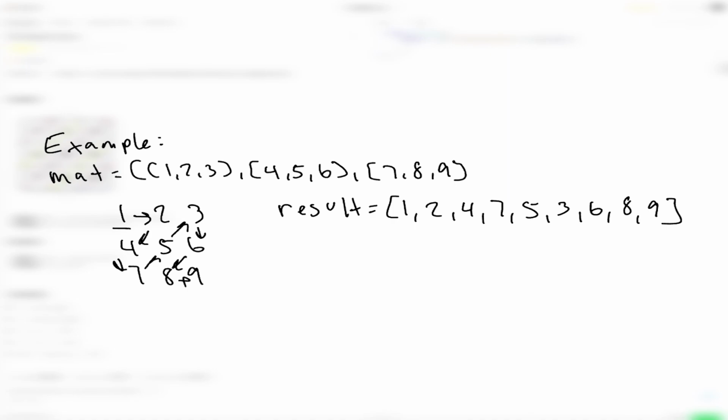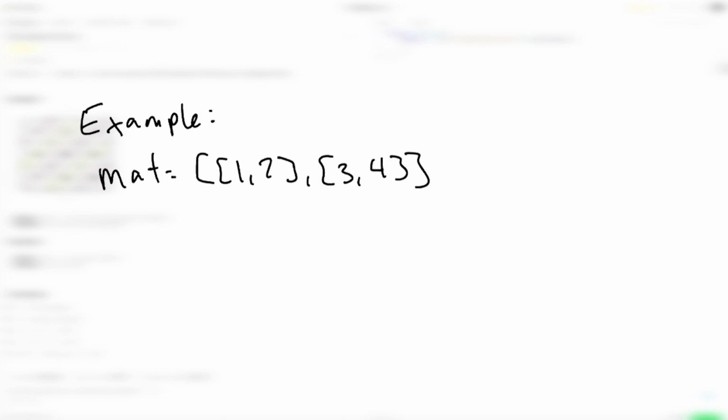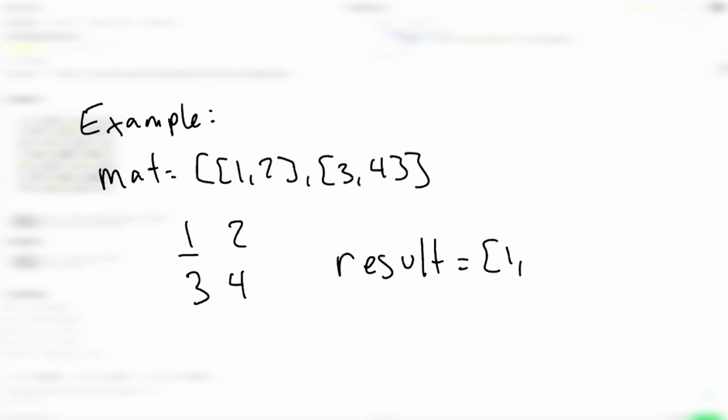Now let's take a look at the next example. For the second example, we have a matrix array called mat equal to 1, 2, 3, 4. So again, if we make this into a matrix, the first row would have 1 and 2, and the second row would have 3 and 4. So once again, we start at 1, so result of 0 would be 1. Then we try to go up, but there's nowhere else. Then we go over to the right to 2. We can't go anywhere, so we go diagonally down to 3. Then we go back to the right to 4. So that would be 1, 2, 3, 4.